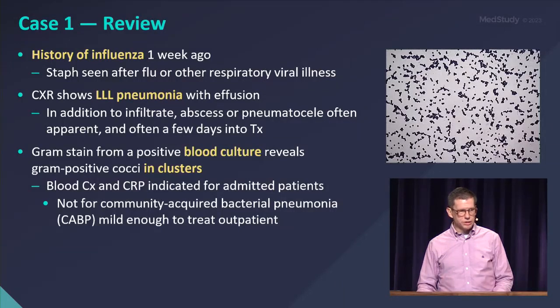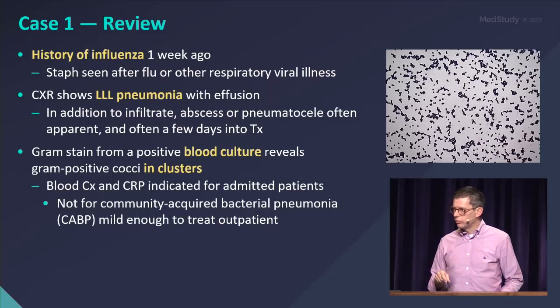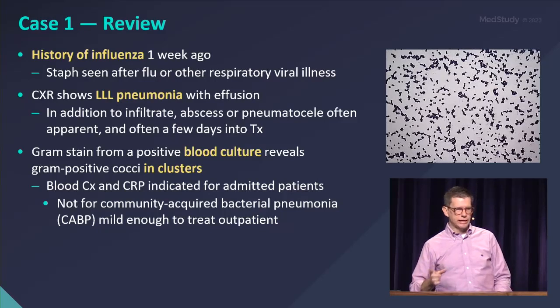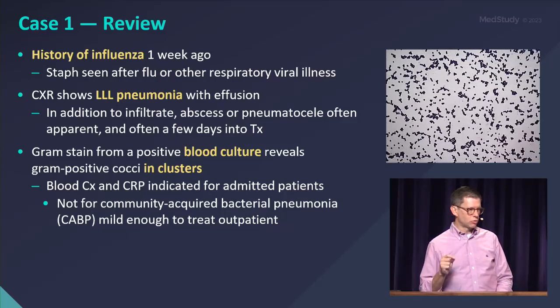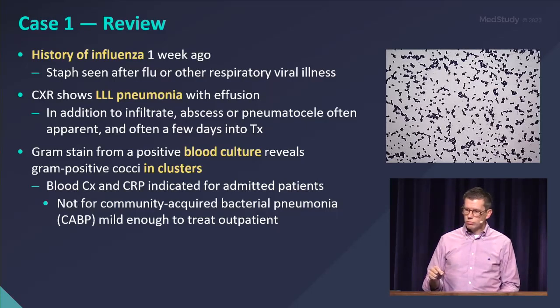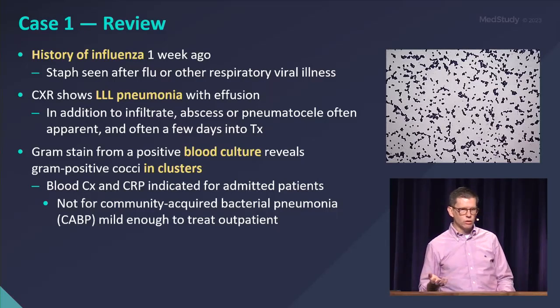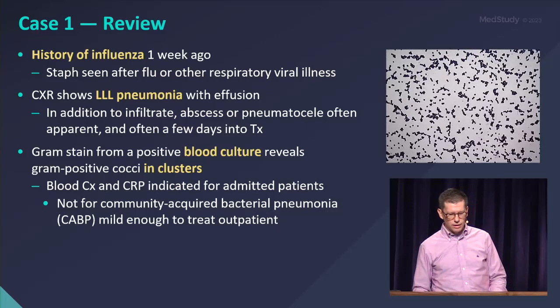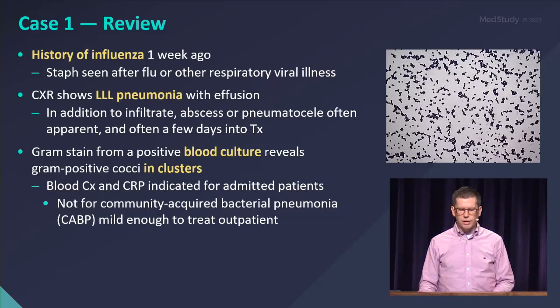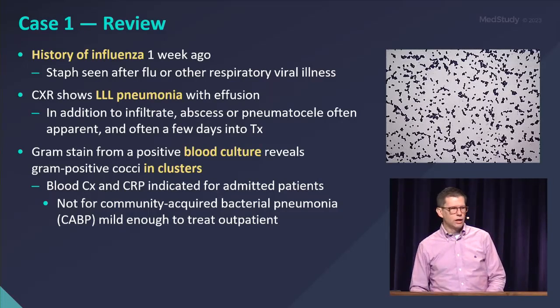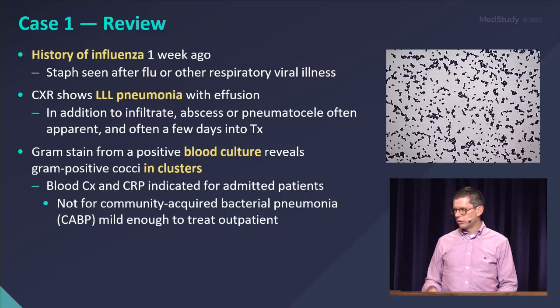And so when we look at this particular case, we have a history of flu 1 week ago, and staph is usually seen after influenza. Although now we've noticed that there can still be bacterial pneumonias that aren't Staph aureus after respiratory virus. The chest X-ray shows left lower lobe pneumonia with effusion, which is pretty classic for bacterial pneumonia, sometimes with staph. But with staph, you'll also see abscess and pneumatocele. You can even see that into a few days of therapy. And then the gram stain shows gram-positive cocci in clusters, such as that seen here. So that would suggest that it's a Staph aureus infection, and empirically we want to start those kids on Vanc.